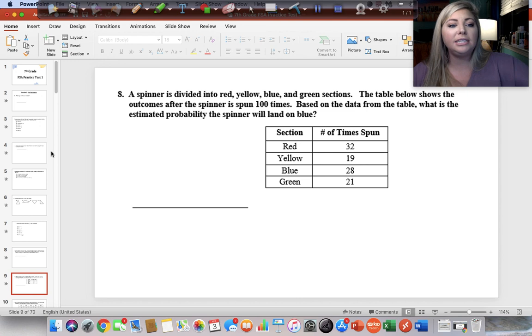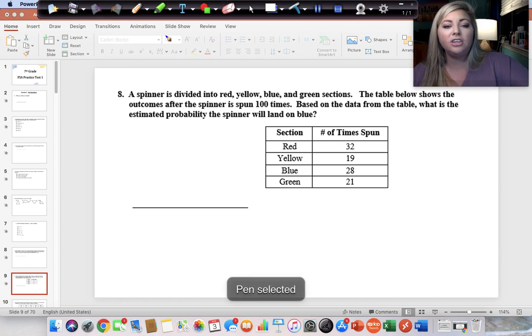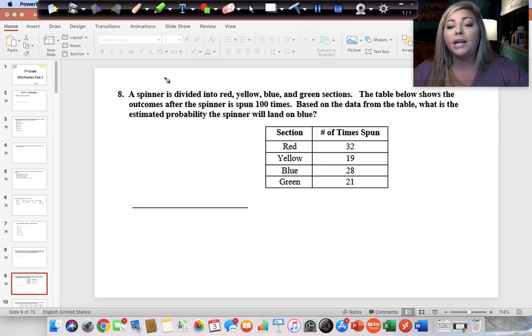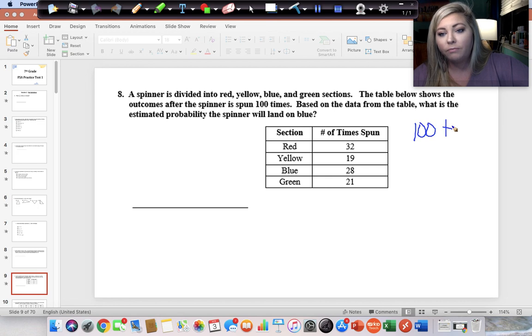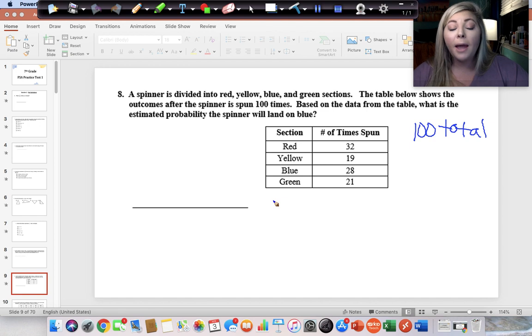Okay, number 8. A spinner is divided into red, yellow, blue, and green sections. The table below shows the outcomes after the spinner is spun 100 times. So they did give us that. The total is 100. So we didn't have to add all these up together. Based on the data from the table, what is the estimated probability? So it's the same thing as experimental. Experimental probability the spinner will land on blue.